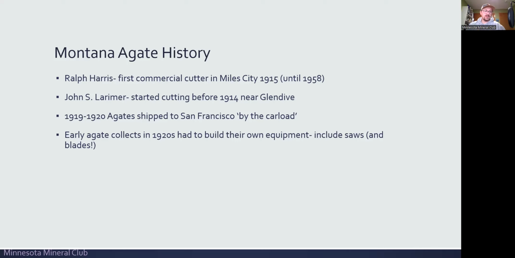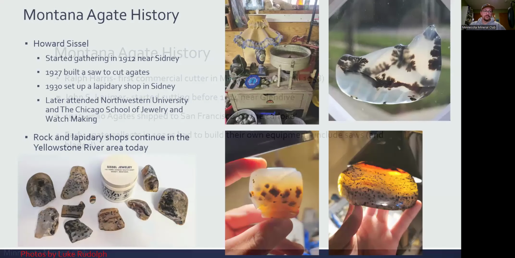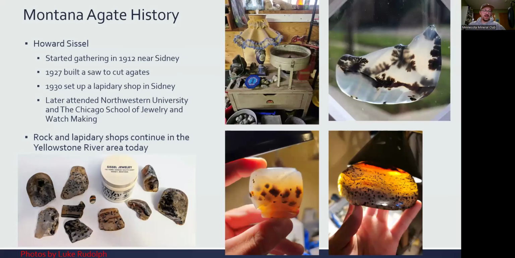A lot of these early cutters had to actually build their own equipment to cut these agates, which included saws and also the blades that cut them as well. One of these early cutters was Howard Sissel. He began gathering agates around 1912 in Sidney, Montana. And in 1927, he built a saw to cut these agates, which led to him setting up a lapidary shop in Sidney, Montana. Later, he attended Northwestern University and the Chicago School of Jewelry and Watchmaking.